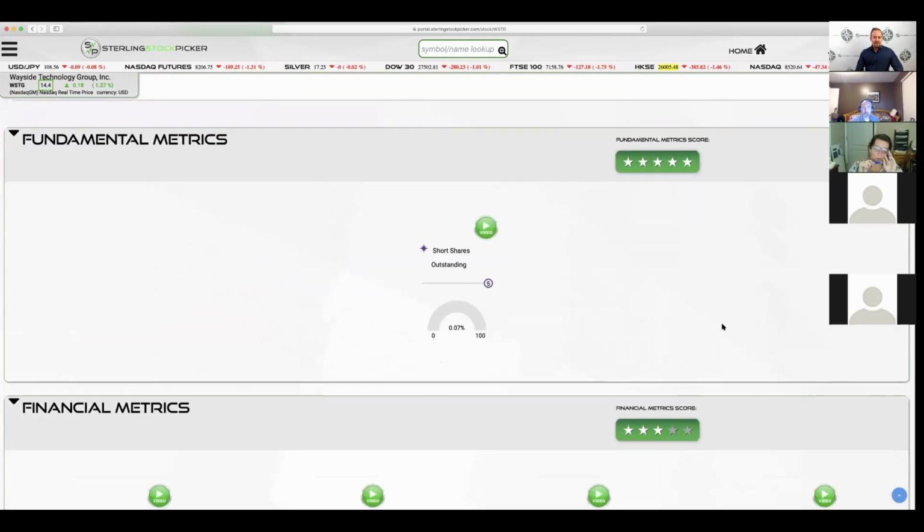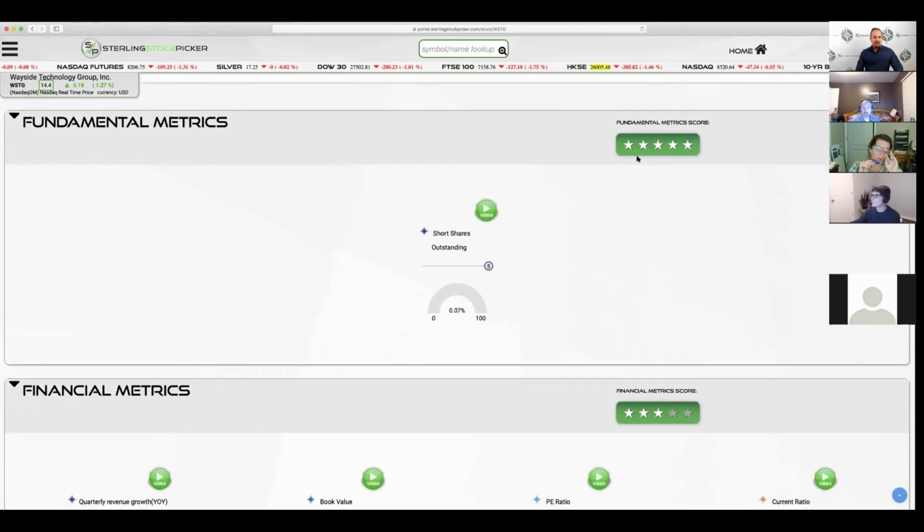And then you scroll down and we have the fundamental metrics. We start with those. We've identified the top 3 fundamental metrics that are the most important to look at in terms of a stock price. Now, if all 3 don't show up, it's because we simply don't have the data.